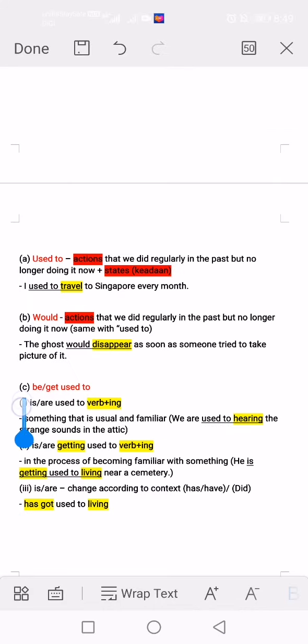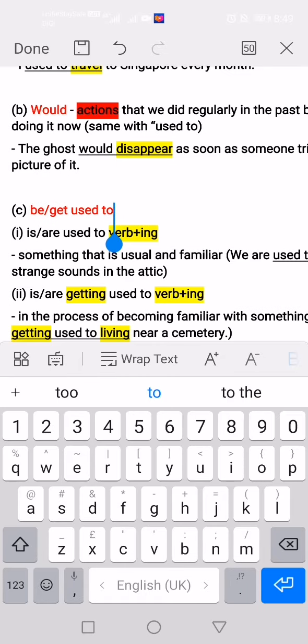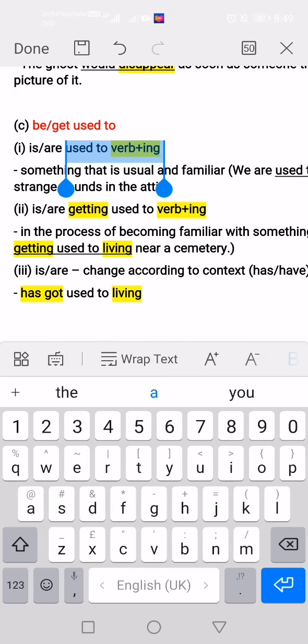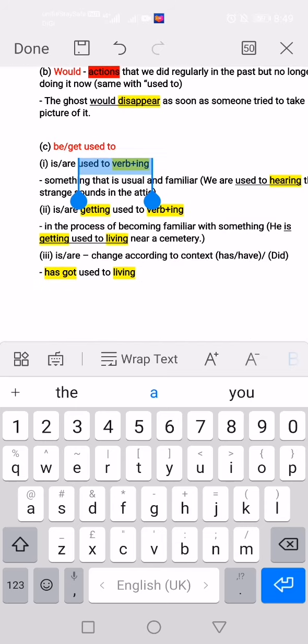So let's look at the first one. The first one is is and are plus used to, but here special. Teacher, after verb you say have to add original. Why this one can add ing? This is special case. This is called gerund. Gerund is something we have learned in Form 4. I believe you have learned in Form 1, Form 2, Form 3. Go and look it up. I don't want to explain now, okay? So, is and are used to, the verb have to add ing. This is have to remember one.